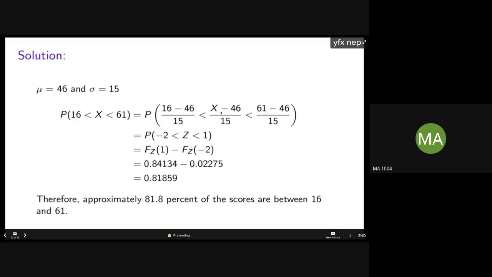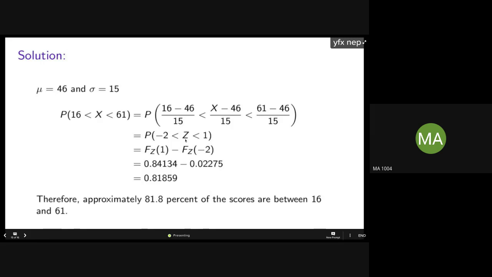To standardize a normally distributed random variable, we have to subtract the mean and divide by the standard deviation. Here the mean is 46 and the standard deviation is 15. I have done the same operations on both sides: (16 minus 46)/15 and (61 minus 46)/15. So this value becomes -2 and this value becomes 1.